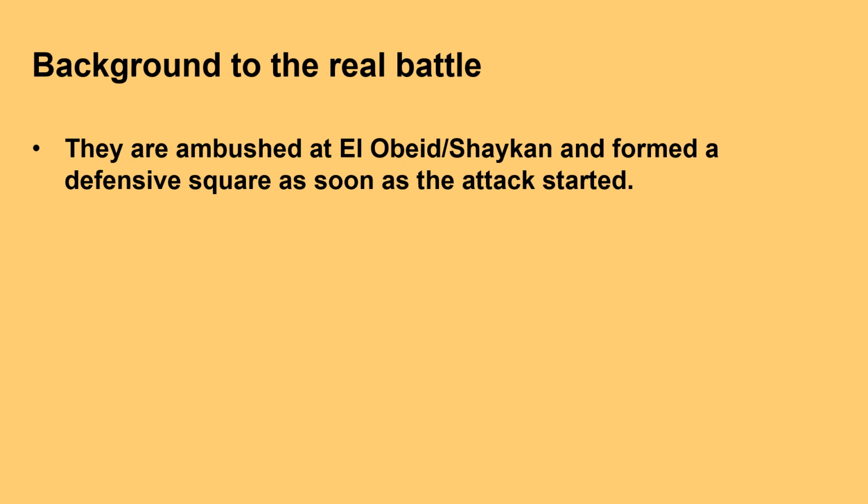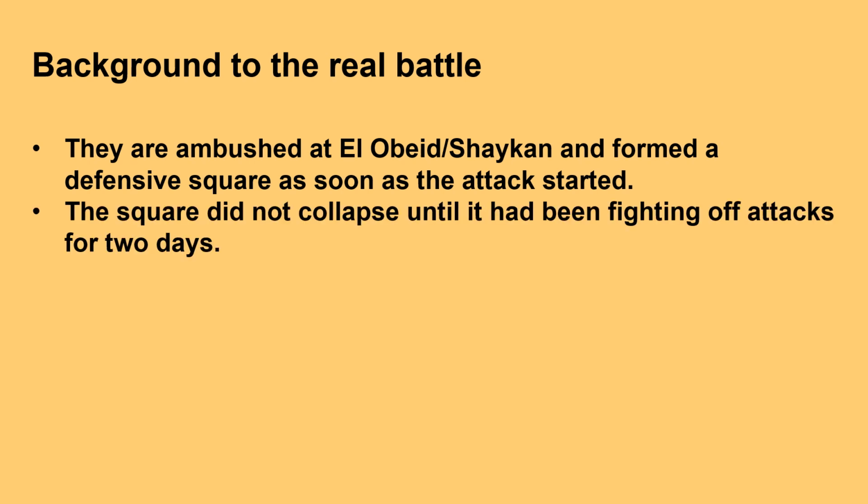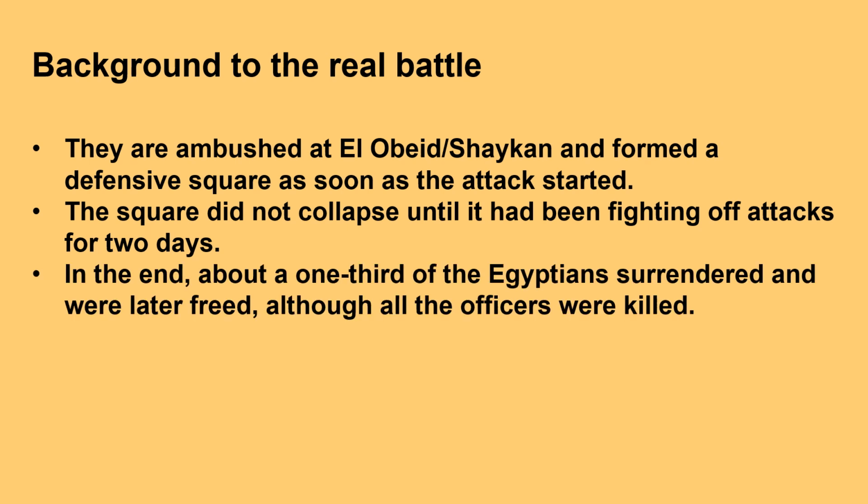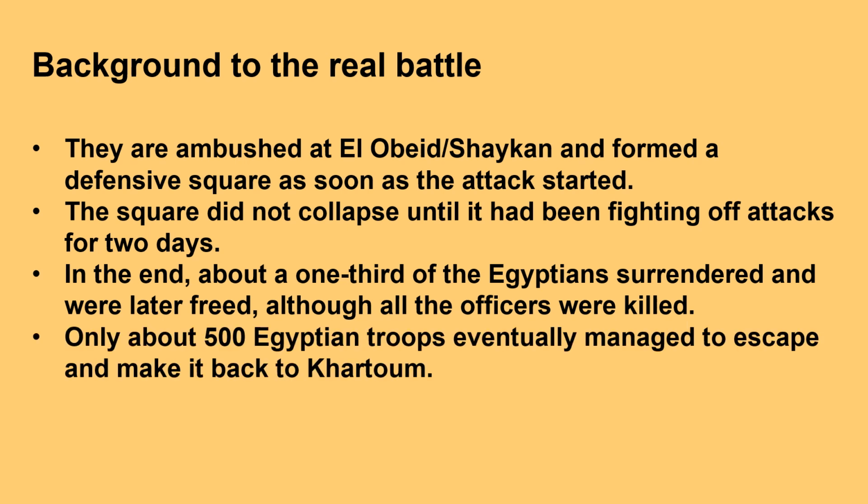They were ambushed at El Obeid, and it is understood that the force almost immediately formed a defensive square and saw off repeated attacks by the Mahdists. And it's understood that the square didn't collapse for nearly 2 days. So these barely trained Egyptian troops certainly held their own. However, by the time those 2 days were over, 1/3 of the Egyptians surrendered because almost all of the officers had been killed. And of those that did surrender and were later freed, only 500 of them made it back to Khartoum.